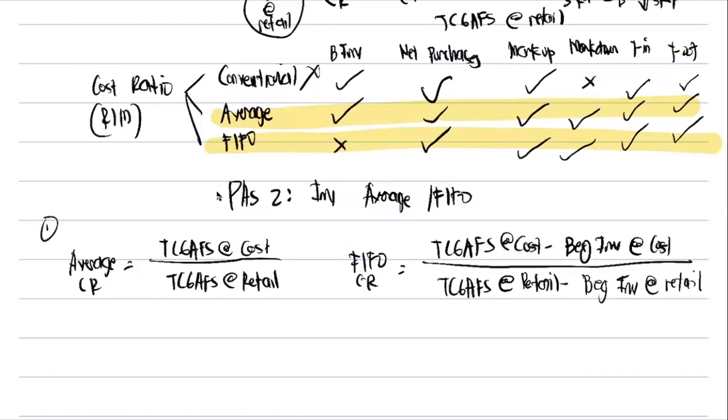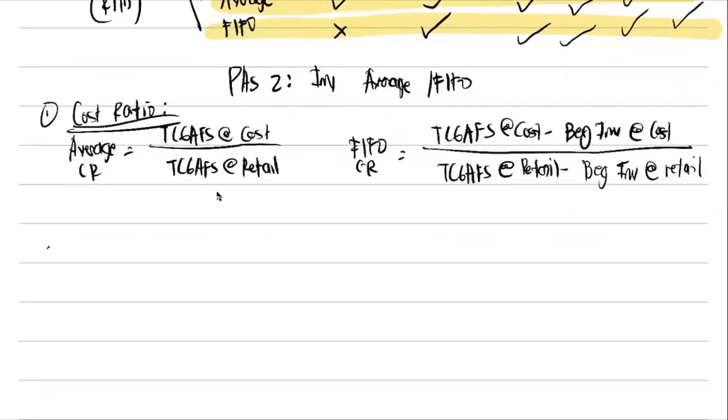So first, this is the first step. Compute for your cost ratio. So remember this one first. How to compute for your cost ratio? Either average cost ratio or FIFO cost ratio. Next, number 2. We compute for your total cost of goods available for sale, both at cost and at retail.